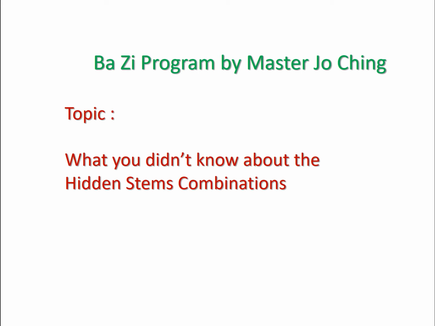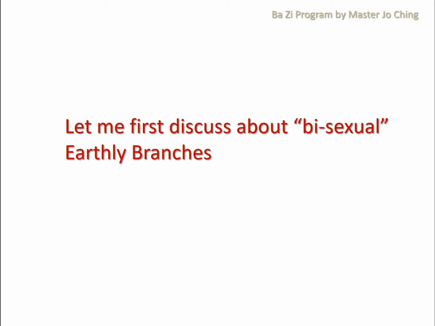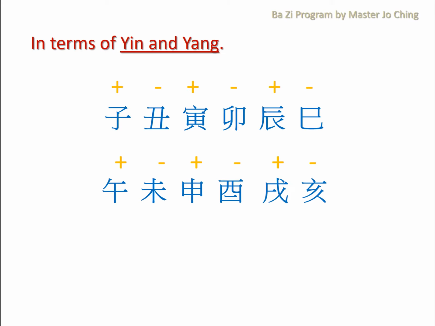The topic that I wish to discuss with you today is what you didn't know about the hidden stems combinations. Let me first discuss this notion of bisexual earthly branches. Just a recap in terms of the polarity of yin and yang for the earthly branches. We have the rat being the yang branch, the ox, yin branch, the tiger, yang branch, the rabbit, yin branch, and so on and so forth. Okay, you probably already know about this.